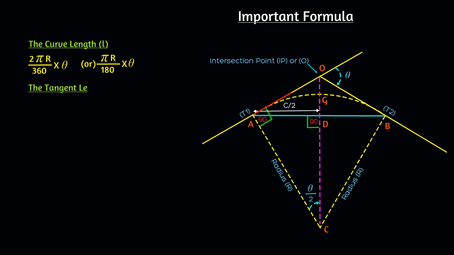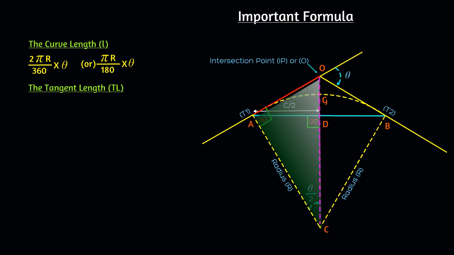Tangent length, TL. Considering this right-angled triangle as shown on the screen. In a right-angled triangle, tan theta divided by 2 is the ratio of the opposite side to the adjacent side. Here, the opposite side is the tangent length and the adjacent side is the radius. Formula: tangent length, TL, equals radius multiplied by tan theta divided by 2.